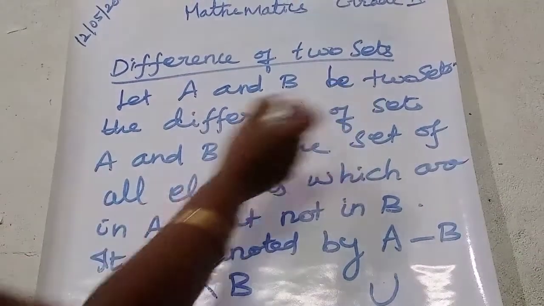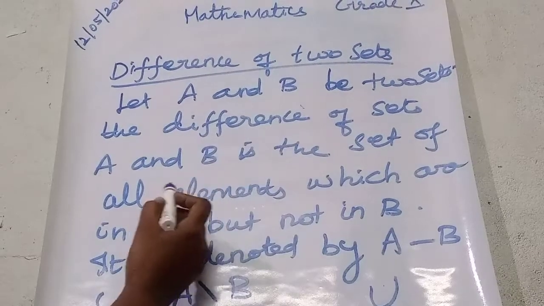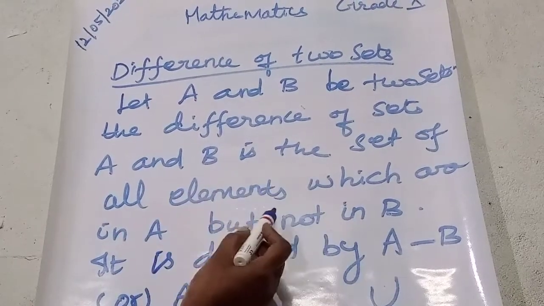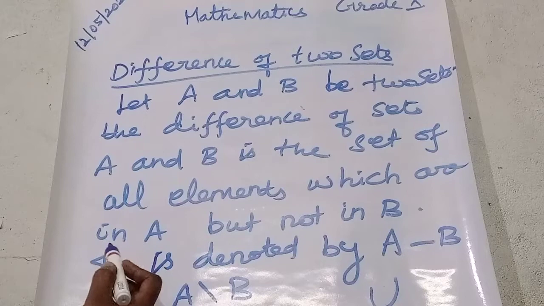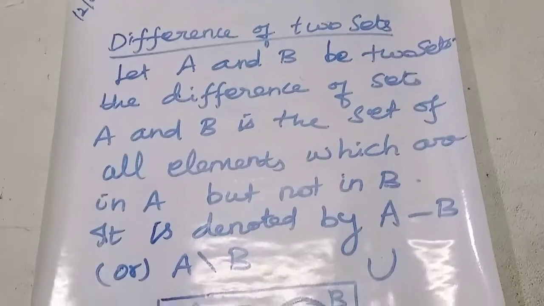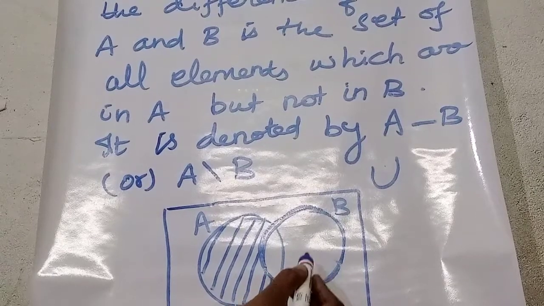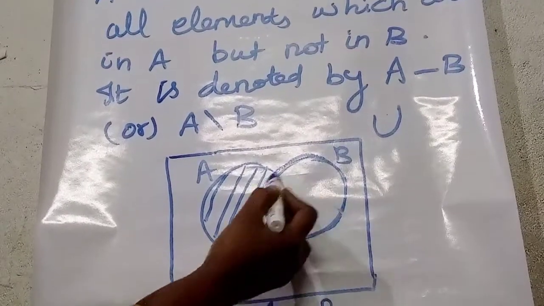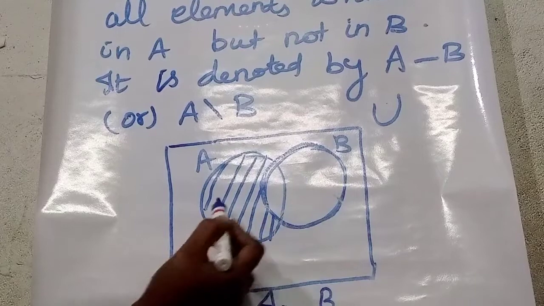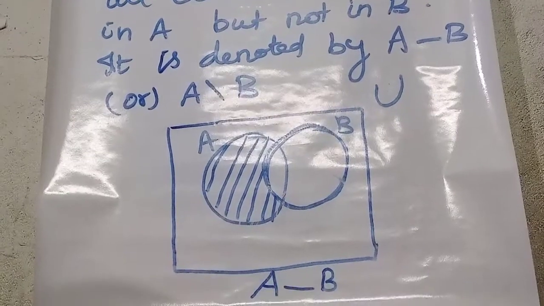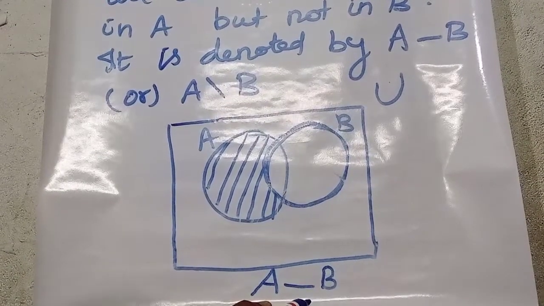A and B are two sets. The difference of sets A and B is the set of all elements which are in A but not in B. So A minus B in the sense except B. This B set completely we should not shade. The remaining we have to shade. That is A minus B, except B. Okay, understood?